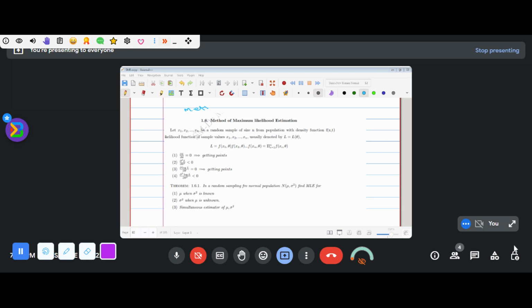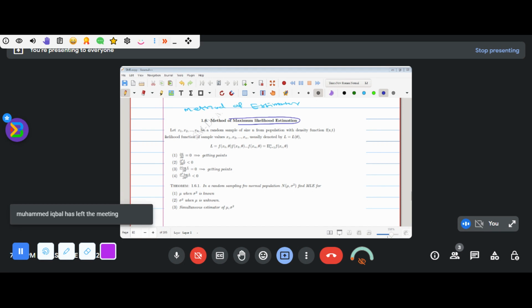Important theorem. That theorem is very repeated also. So what is the method of estimation? The first part is maximum likelihood estimation. Maximum likelihood estimation: what is the definition? Here it is the n dimensional case, not the one dimensional case.